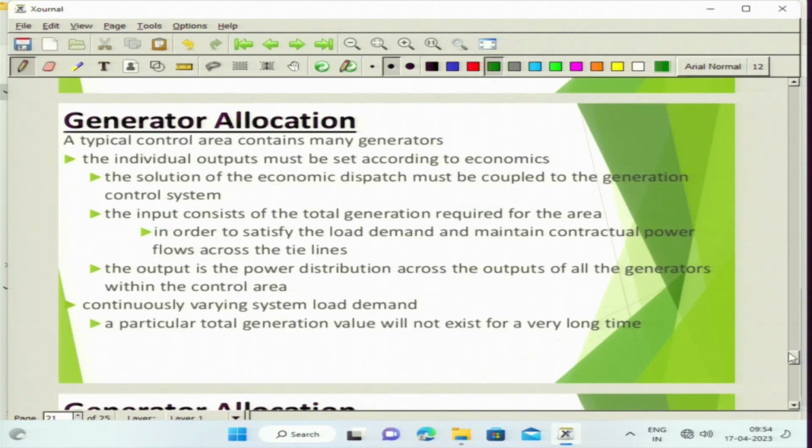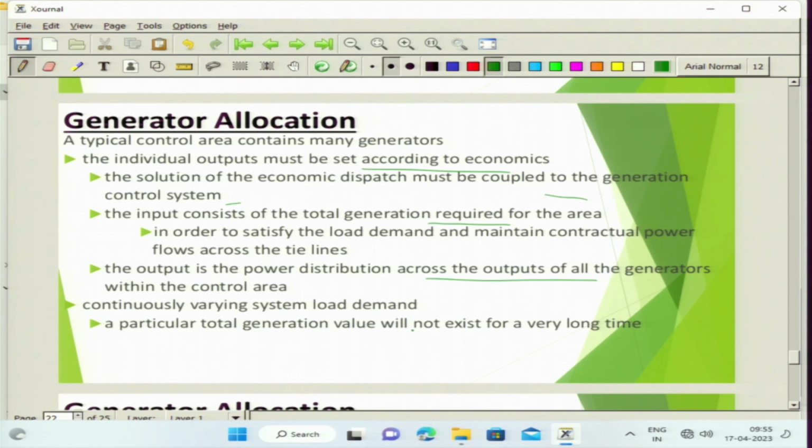So a typical control area contains many generators. The individual outputs must be set according to economics, right. The solution of the economic dispatch must be coupled to the generation control system. The input consists of the total generation required for the area in order to satisfy the load demand and maintain contractual power flows across the tie lines. The output is the power distribution across the outputs of all the generators within the control area.